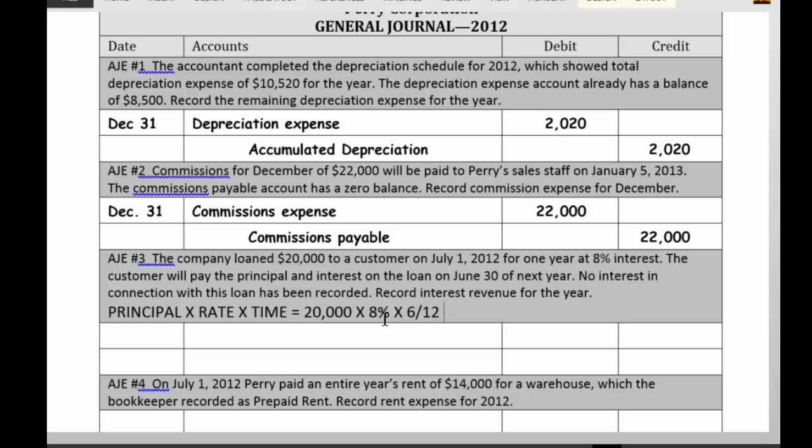So you'd write 6/12. So that amount would be equal to $800. And the journal entry is what? Debit interest receivable for $800 and credit interest revenue for $800. Excellent.